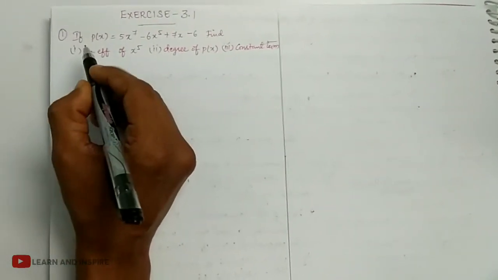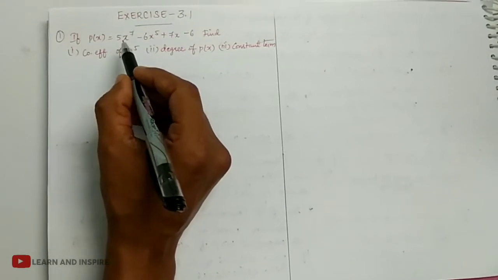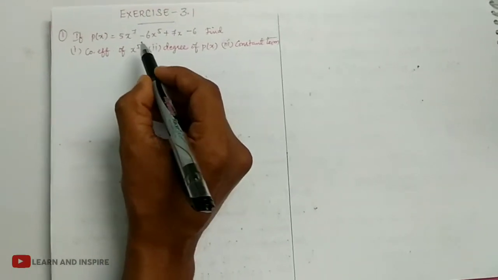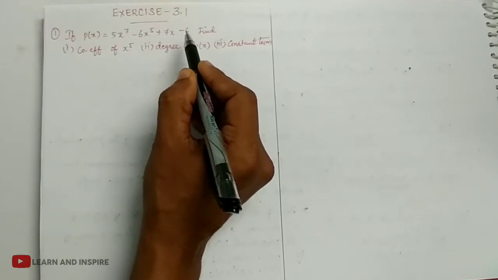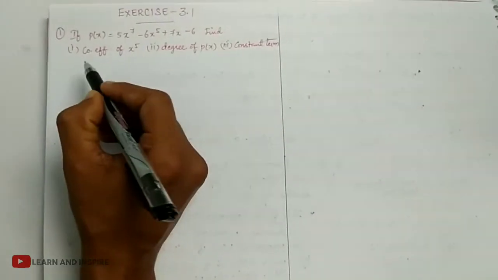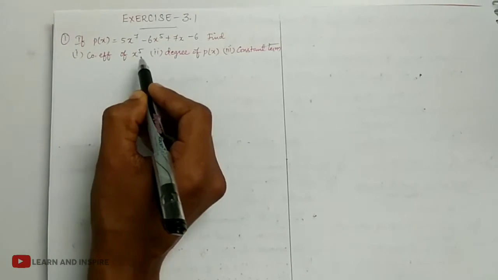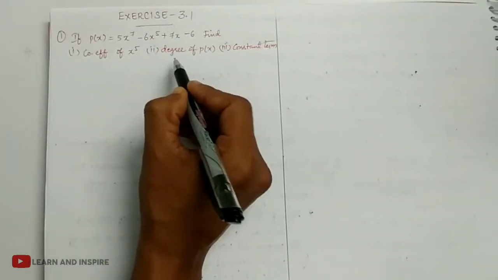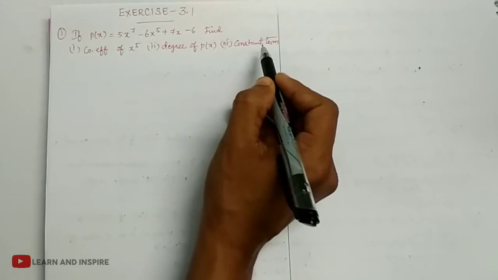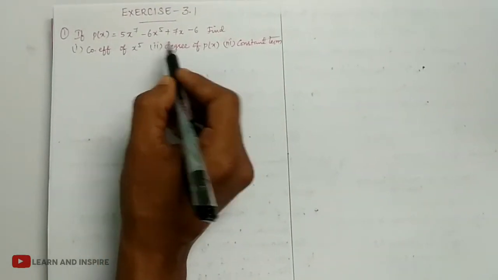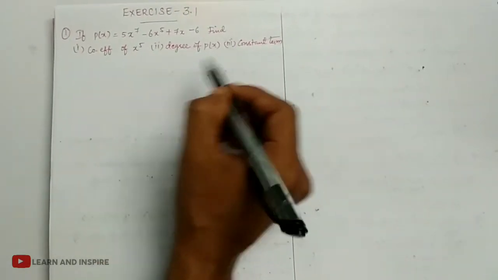So here is the first question. If p of x is equal to 5x power 7 minus 6x power 5 plus 7x minus 6, find first, the coefficient of x power 5, second, the degree of p of x, third, the constant term. So here are the three questions. From the given polynomial we have to find all these three.